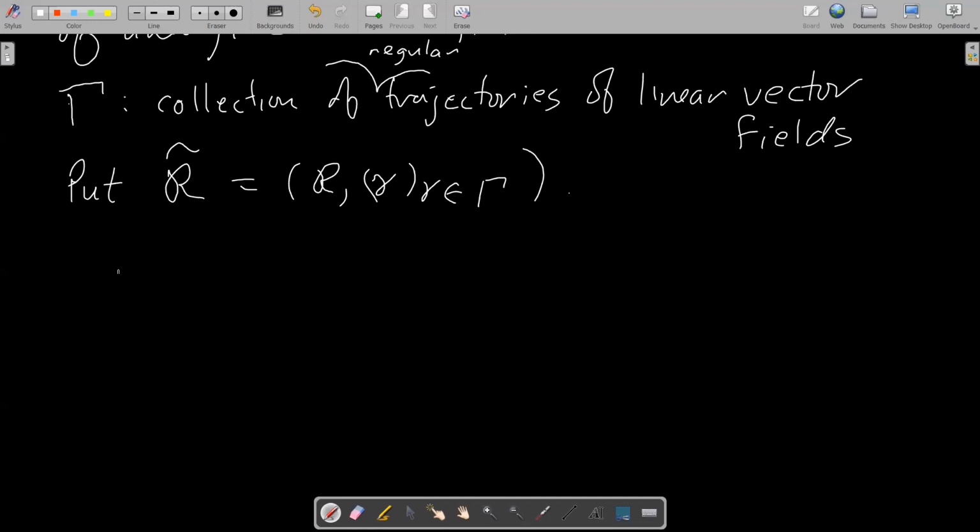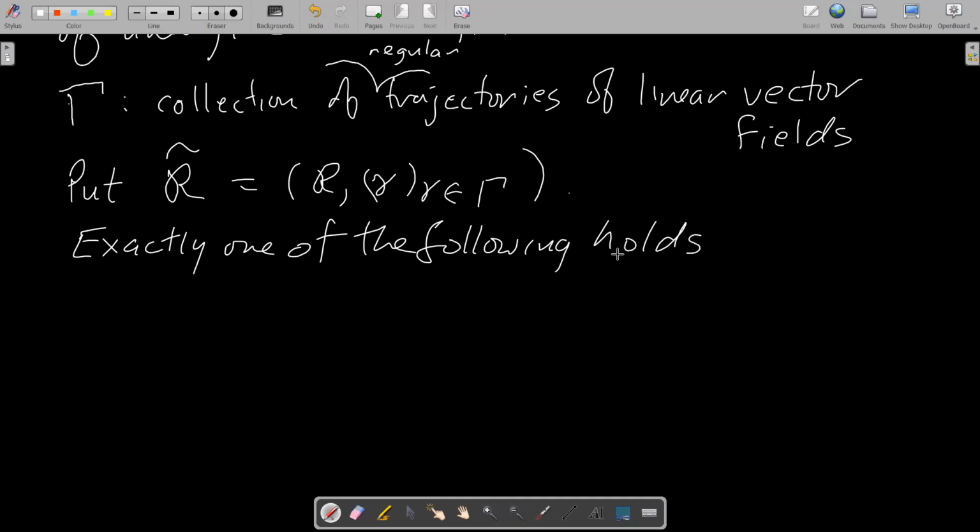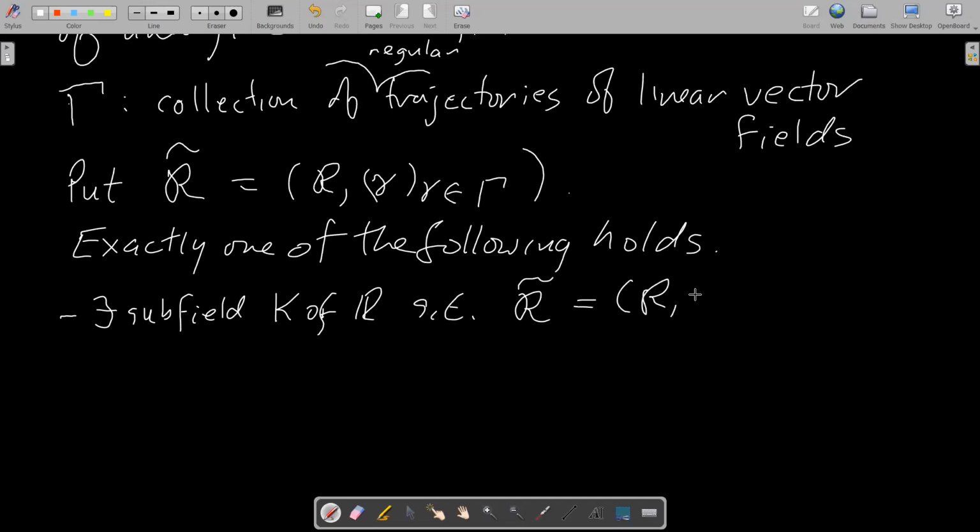And here's what I can tell you about this. Exactly one of the following holds. So this is an amping up of our main classification, if you will, for this special case here. The first thing, I guess I could say it this way, is that there exists a subfield K of R such that, up to interdefinability, by the way, I'm saying here that this R tilde is actually equal to the expansion of R by all of the power functions with exponents in K.